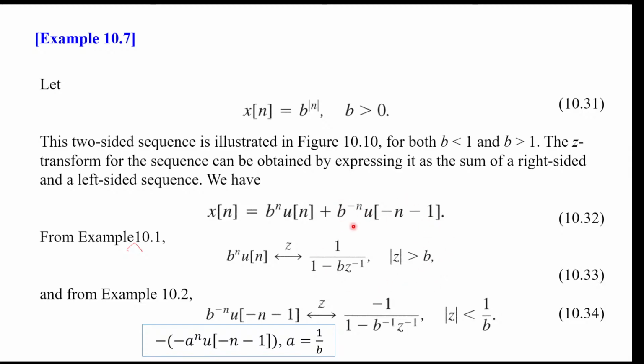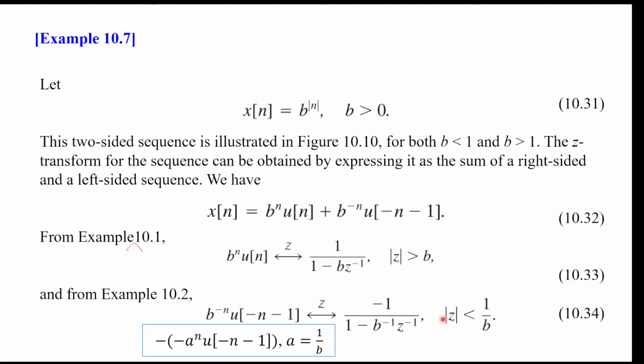And the other signal doesn't look exactly the same, but it is actually a special form of this: minus a to the n u of minus n minus 1. So we just need an extra minus sign to cancel this minus sign, and also a equal to 1 over b. So the z transform will become minus 1, this minus sign from this minus sign, over 1 minus b minus 1, z minus 1, and this minus 1 from a equal to 1 over b.